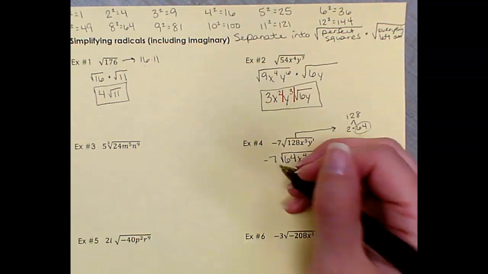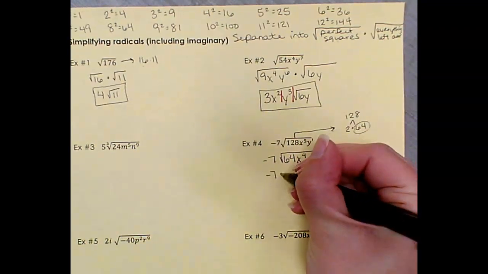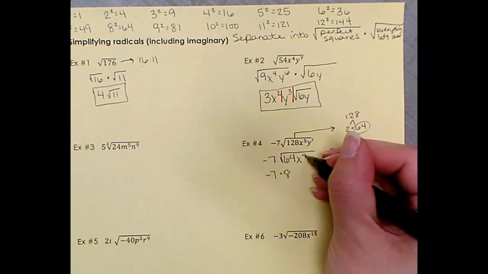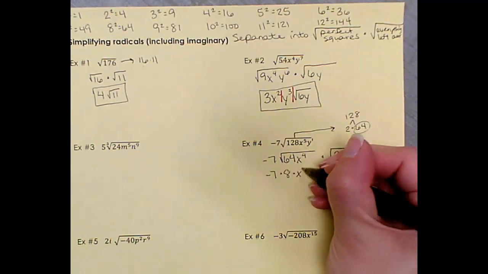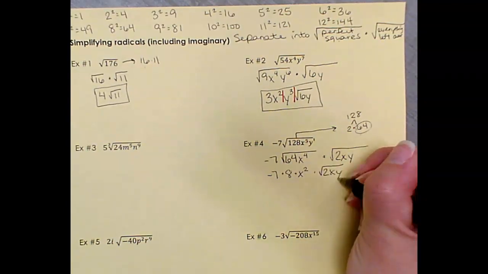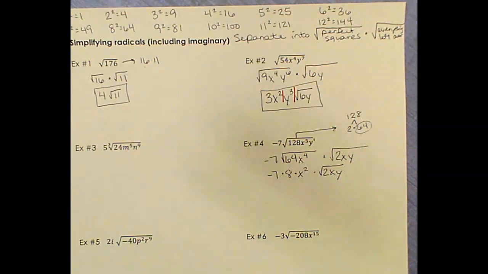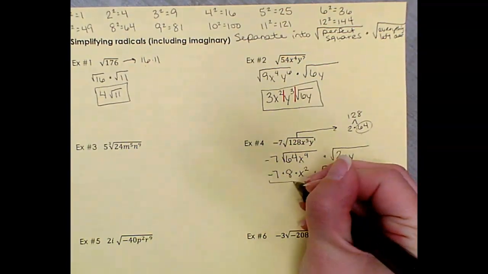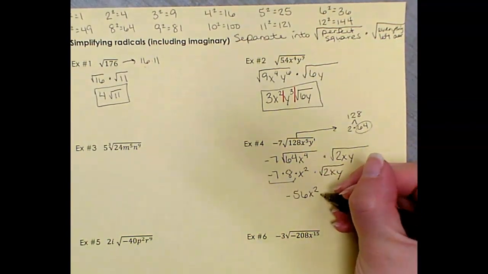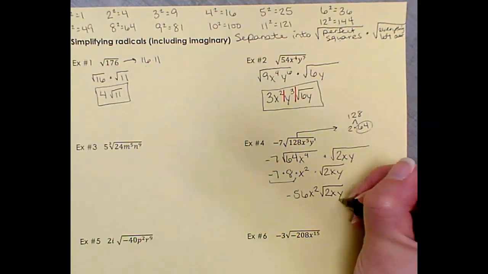So I still have -7 times the square root of 64, which is 8. The square root of x to the 4th power is x squared. And then I have the square root of 2xy as my leftovers. So when I put all of this together, I have -7 times 8, which is -56, x squared, square root of 2xy.